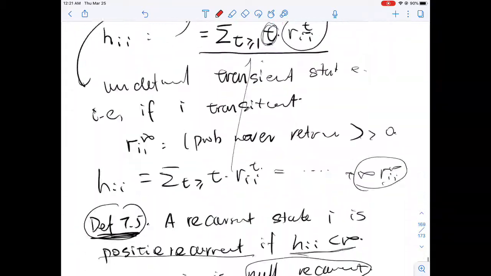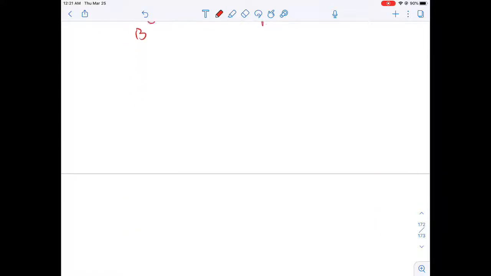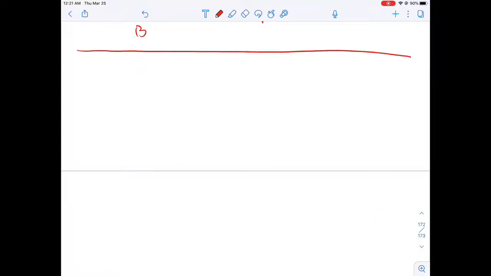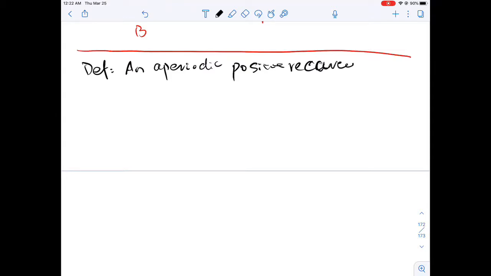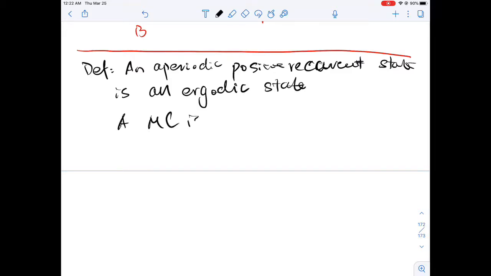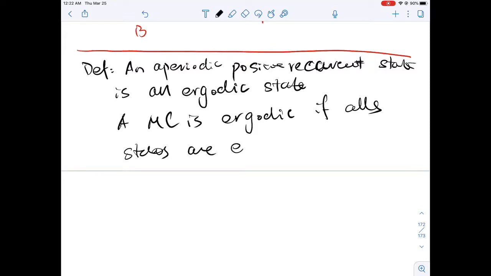All right, so this is the last definition in the Markov chain discussion, at least in section 7.2. The definition here is that an aperiodic positive recurrent state is an ergodic state, and a Markov chain is ergodic if all states are ergodic.